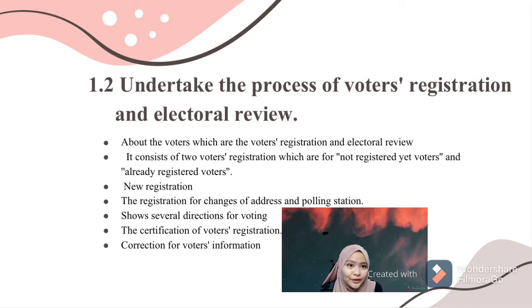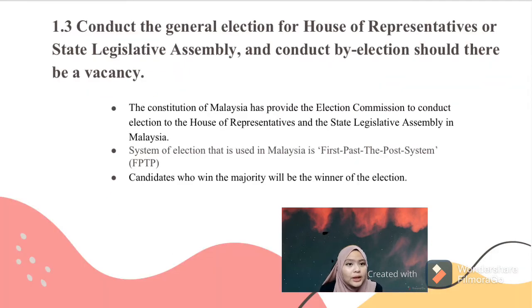Lastly, correction for voters' information. The information has to be checked by the voters to ensure there are no mistakes. If there are some mistakes, the voters have to make a fast complaint to the SPR so that they can change the mistake. The pieces of information that they can change are only the voter's name, gender, religion, address, locality, and identification card number.